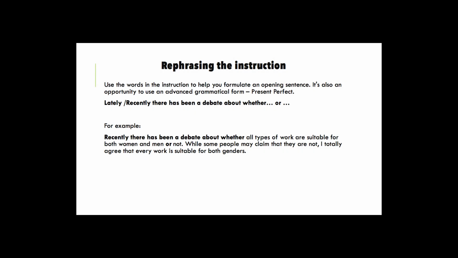The first opening, rephrasing the instruction. Use the words in the instruction to help you formulate an opening sentence. It's also an opportunity to use an advanced grammatical form, present perfect. For example, lately or recently there has been a debate about whether or not. This is the formula.